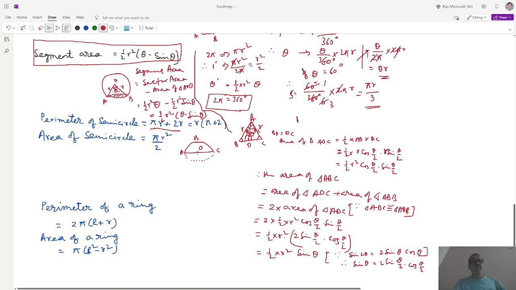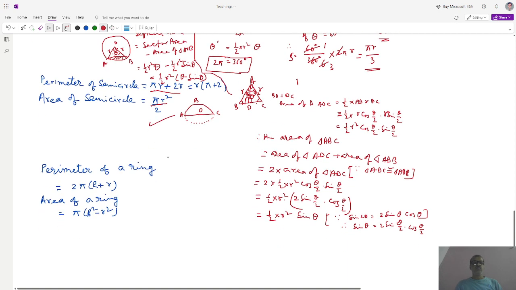What will be the area of semicircle? It is the half of the area of circle. It is true. The area of circle is pi r square, and pi r square divided by 2 is equal to the area of semicircle. Okay.